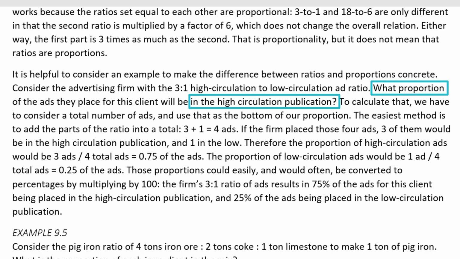So to calculate that, we have to consider a total number of ads. That has to be on the table because we have to plug that in as the bottom of our proportion. The easiest method when you have a ratio given to you is to simply add the parts of the ratio into a total. So 3 plus 1 equals 4 ads. So we have a hypothetical 4 ads now. If the firm placed those 4 ads, 3 of them would be in the high circulation publication and 1 in the low in order to maintain the ratio.